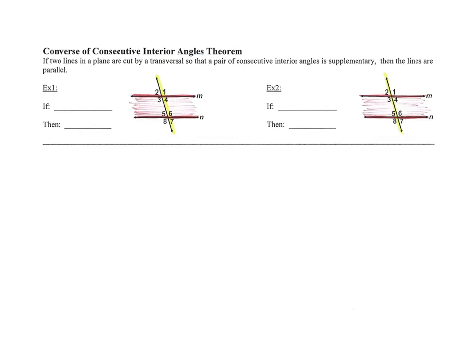Let's identify a pair of consecutive interior angles. That would be 4 and 6 is a pair. So if the measure of angle 4 plus the measure of angle 6 equals 180 degrees, then we can conclude that M is parallel to N. Identify another pair of consecutive interior angles. How about 3 and 5? So if the measure of angle 3 plus the measure of angle 5 is 180 degrees, then we can conclude that line M is parallel to line N.